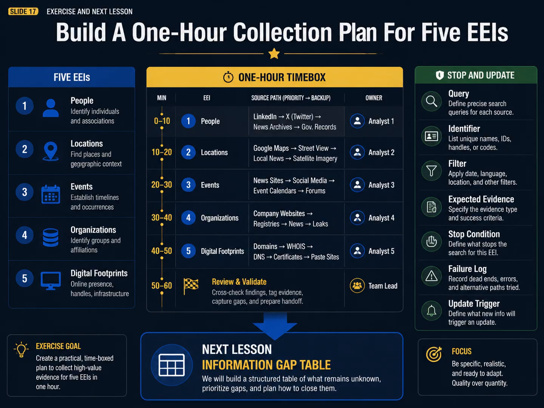Take the 5 EEIs from the previous lesson and give them a 1-hour collection plan. Choose priority and backup sources for each. Write the keywords, unique identifiers, and filters. Assign time boxes, owners, and expected evidence. Add stop conditions, failure log rules, and triggers for updating the plan.